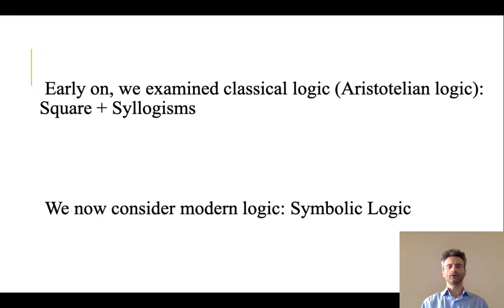We talked about Aristotelian logic, classical logic, the square of opposition, categorical syllogisms, and we tested categorical syllogisms using the three Venn diagram technique. Now we consider modern logic. This is what modern logicians work on nowadays. And one aspect of modern logic is called symbolic logic.